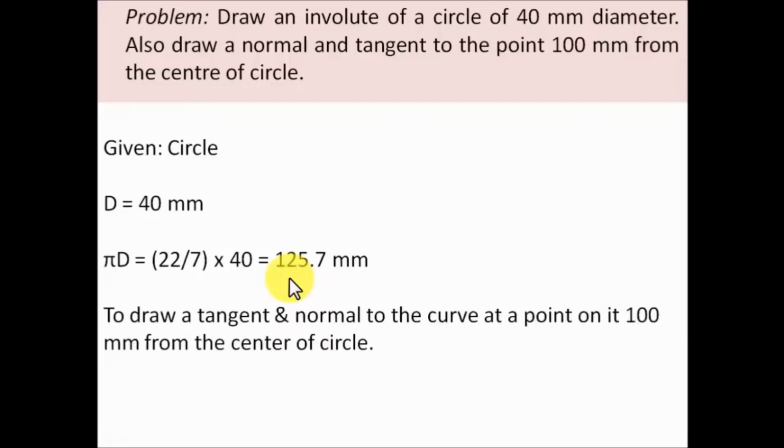So let's start the construction process. We have a point which represents the center of this circle, having a radius of 20 millimeters. Diameter has been given to us as 40, so the radius is 20. Now let's do 4 divisions of this circle. Let's make these 4 divisions 8 divisions, something like this.